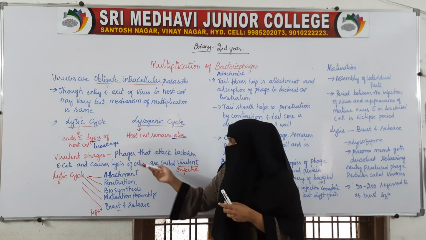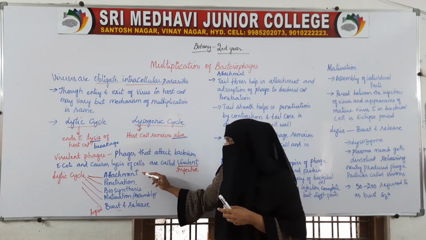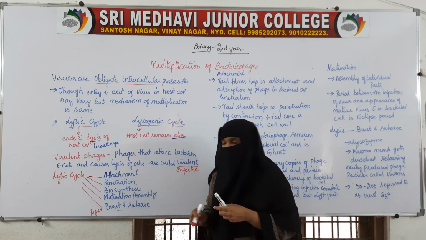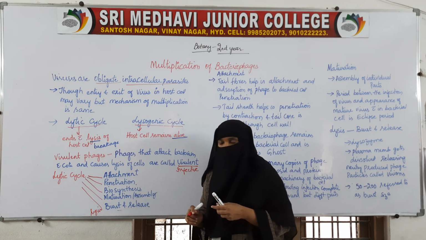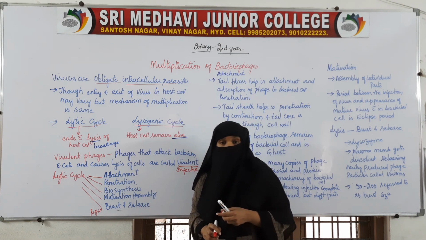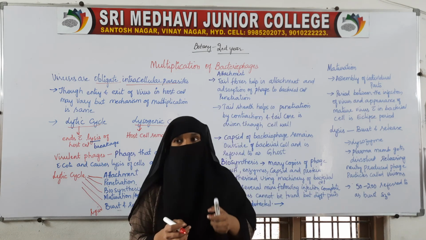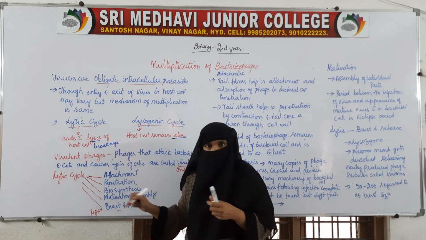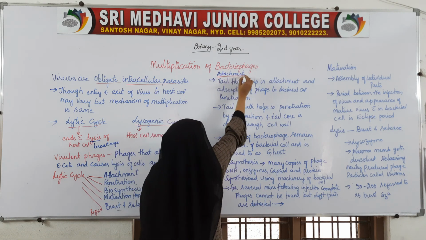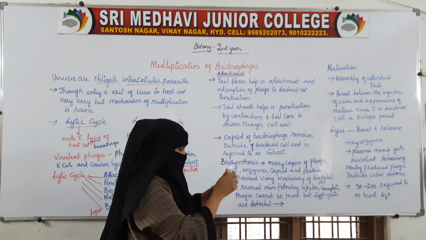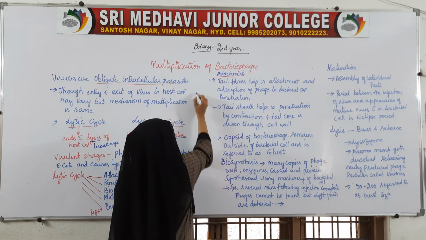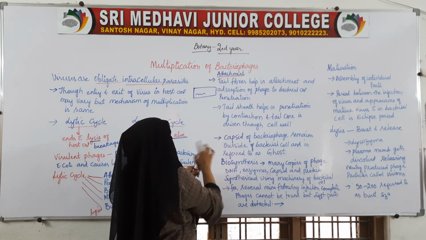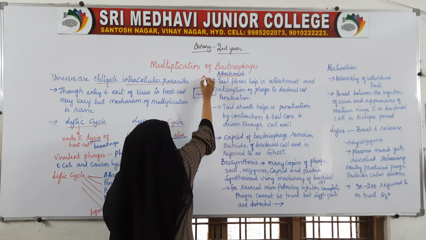The lytic cycle takes place in the following steps. The first step is attachment, the second is penetration, the third is biosynthesis, the fourth is maturation and assembly, and the fifth is lysis of the cell and release of the new virus particles. Let us study all the steps one by one. The first is attachment. For example, this is a bacterial cell, and here this is the bacteriophage.